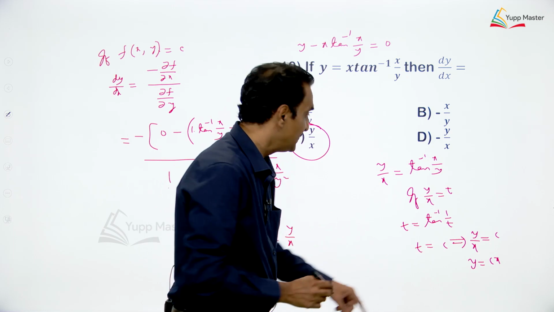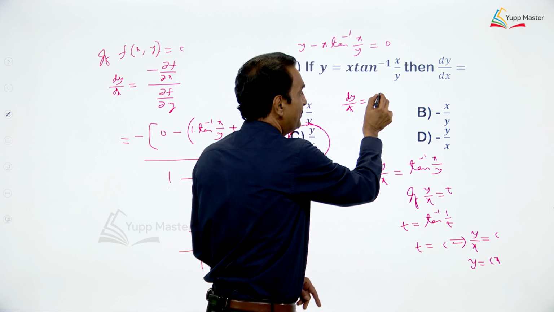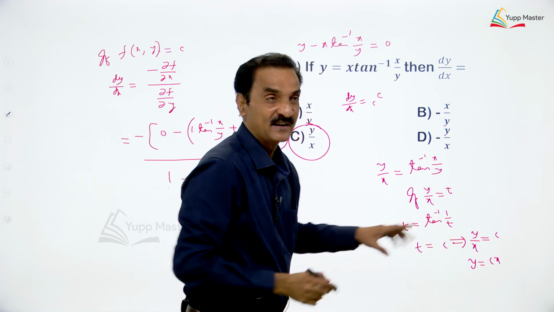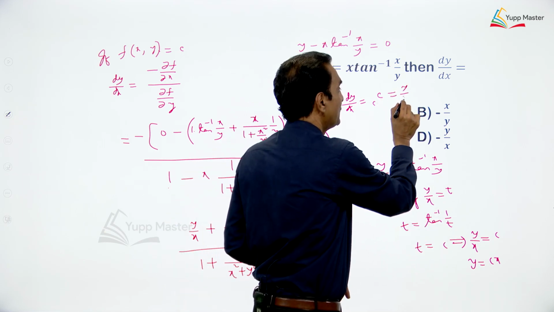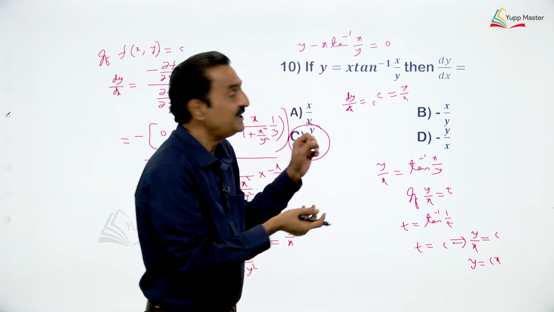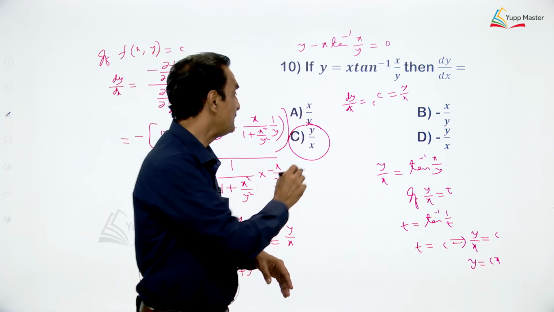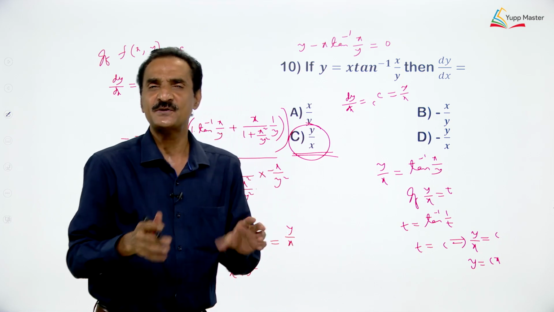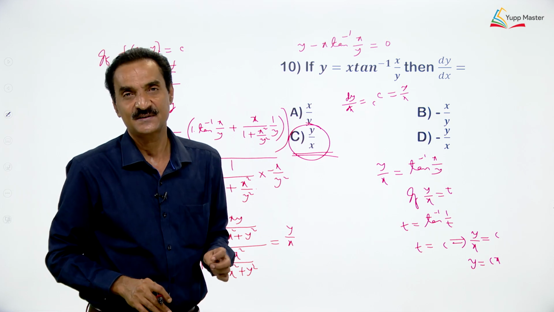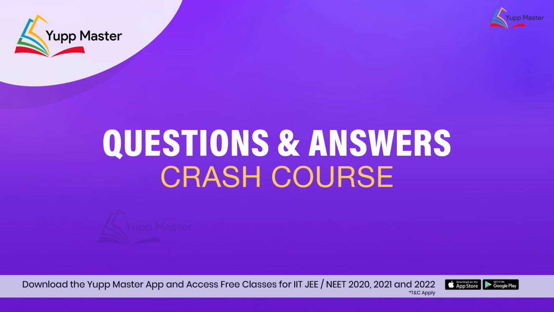Then differentiate it, dy by dx will be c. What is c? It is y by x. So, the answer is y by x. That means, if the whole function is in terms of y by x, whatever the function is, dy by dx will become y by x only. Whatever function you take which is completely in terms of y by x, dy by dx will be y by x. Okay. Now, we are going to take up the questions and answer session.